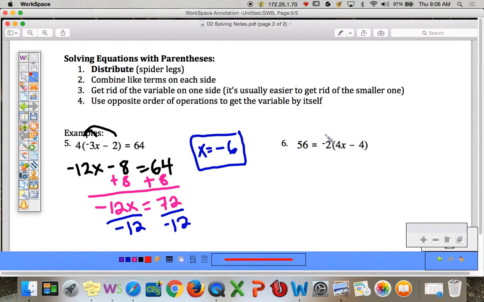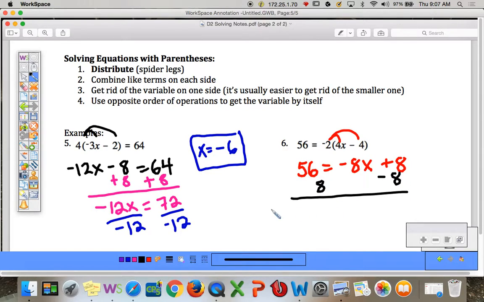Let's try the next one. Again, we'll distribute first. We got 56 equals a negative times a positive is a negative. A negative times a negative is a positive. Let's get rid of the plus 8 first by subtracting 8 from each side. All right, so we got 48 equals negative 8x. We're going to divide each side by negative 8.